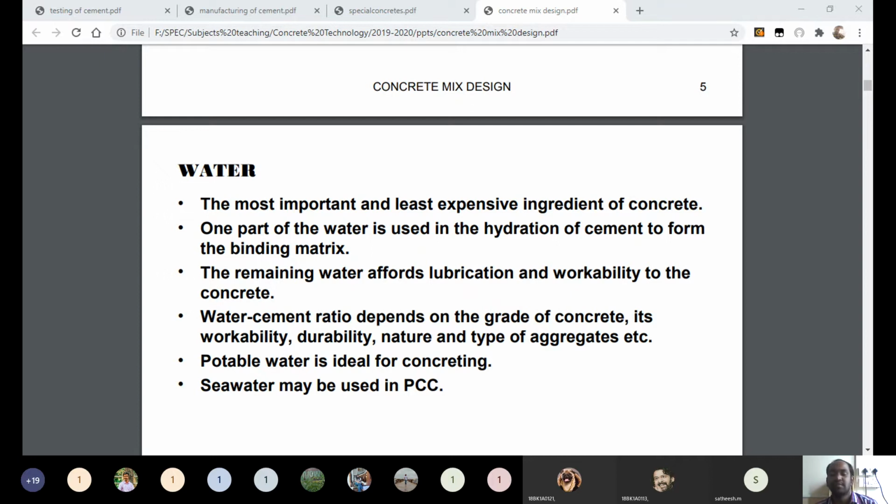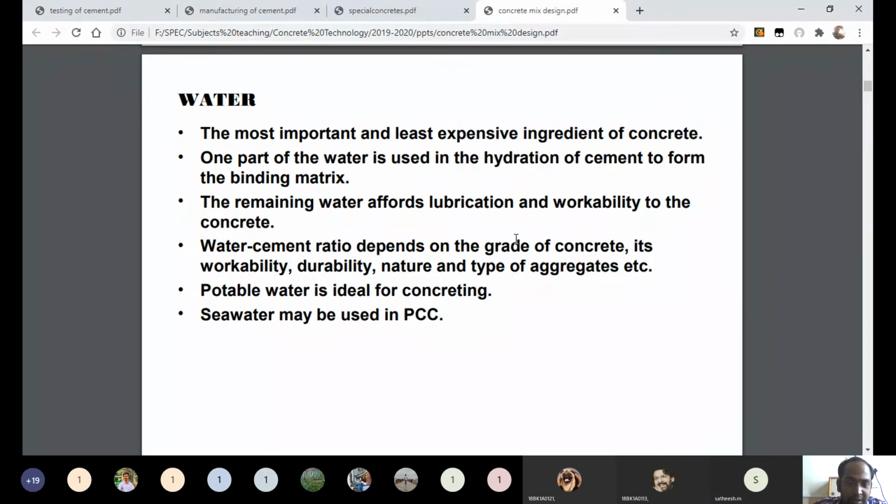Because these are corrosive in nature and highly reactive with cement, they can produce some harmful products, and due to those chemical reactions the concrete may fail. Understand? So that's why water to be used for mixing concrete should have certain properties and should not contain certain dissolved substances. So this is about water.